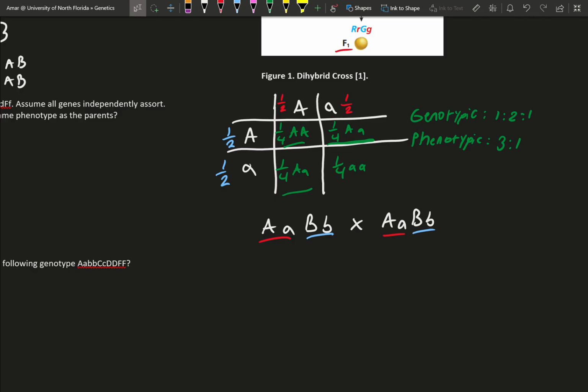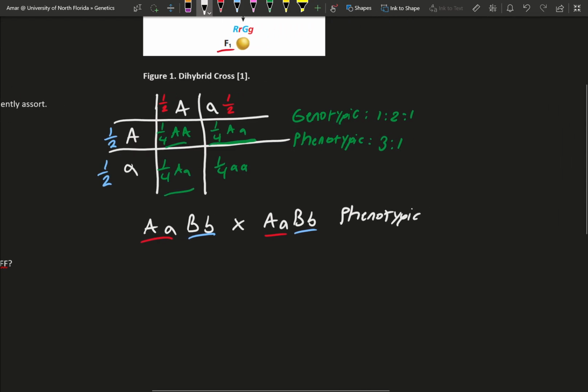So what we're going to do right now is the exact same thing, and what we're going to look for here is the phenotypic proportion. So what is the phenotypic ratio? Let's do that.